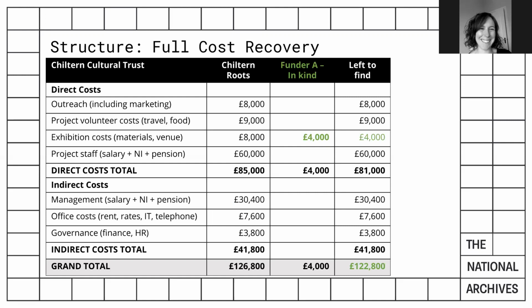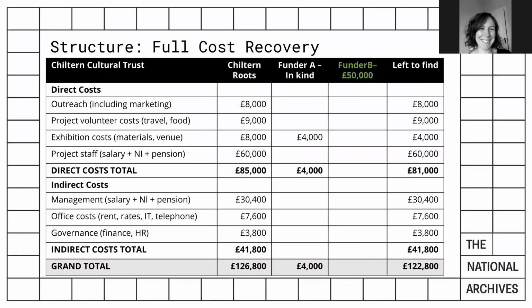£122,800. So we've reduced that cost, but we've still got that to find. So we need to work out where we're going to do it. Now, CCT have identified a grant maker who have the potential to give them £50,000 towards this project. So they've still got that 123 grand to find. What could CCT say to the fund they need 50 grand for?